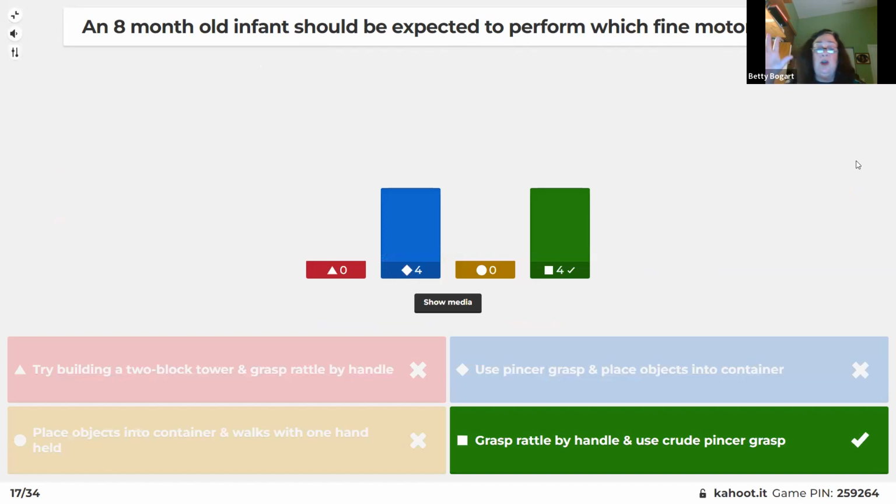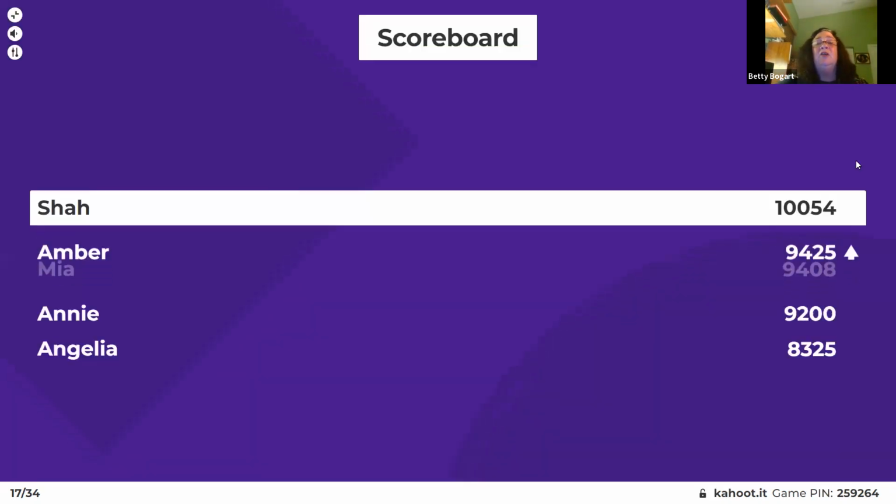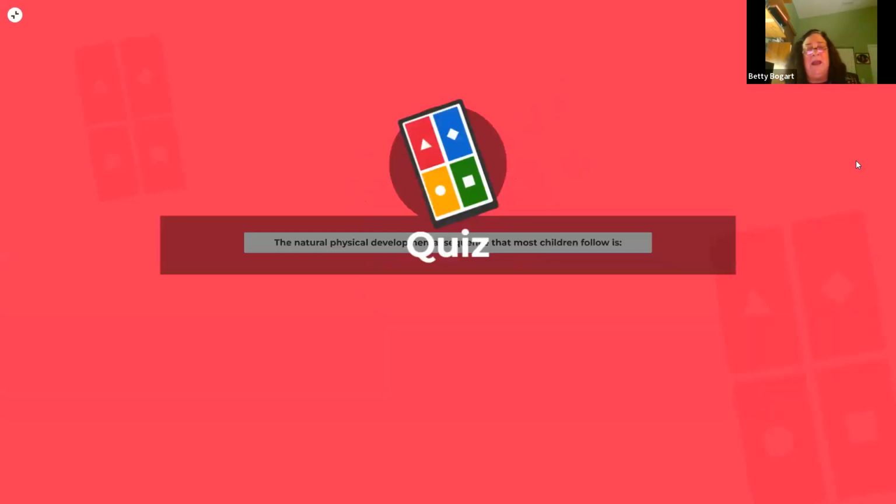So they should be able to grab that rattle voluntarily and then a crude sort of smush to get those little Cheerios off the high chair, okay? That should be about 8 months old. The hardest part of pediatrics is infants and learning what they should do at what age.